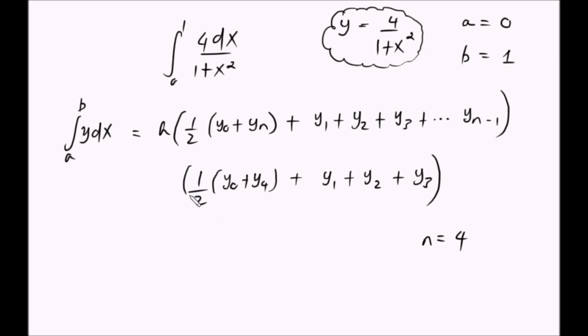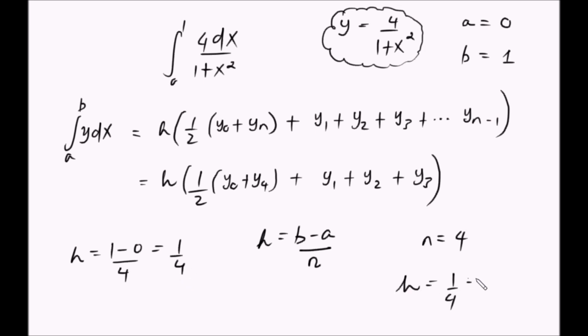Now the problem is h. We already have n, tumeshajua ni 4. Changamoto sasa ni h. So remember I said h ni b minus a over n. So b na a tunazo na n tunazo, so we can easily get h. So h itakuwa 1 minus 0 over 4. So this one is 1 over 4, kumbe our h is equal to 1 over 4, au unaweza kusema ni 0.25. So this one is our h.